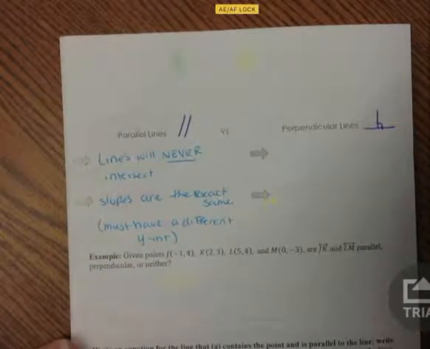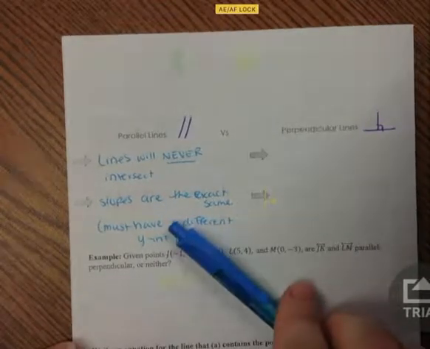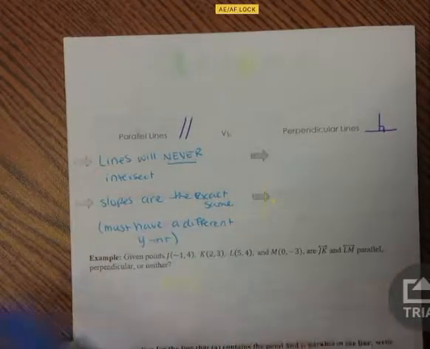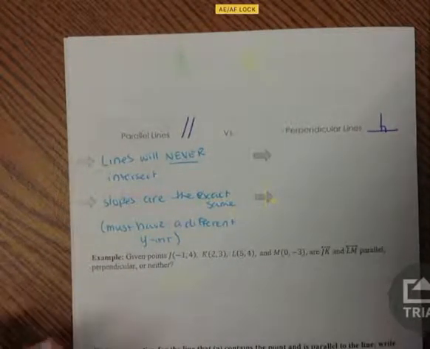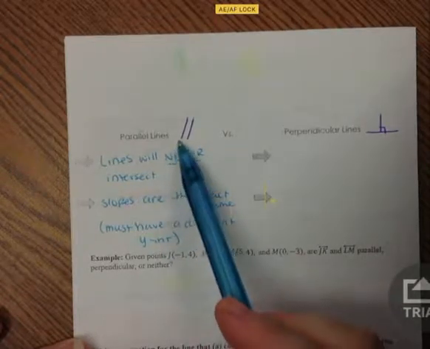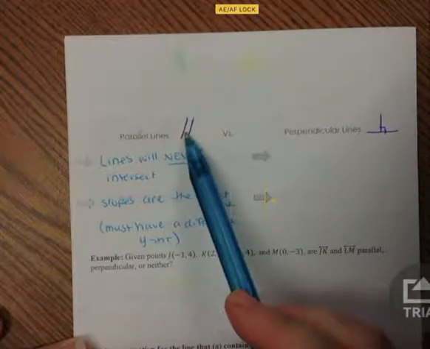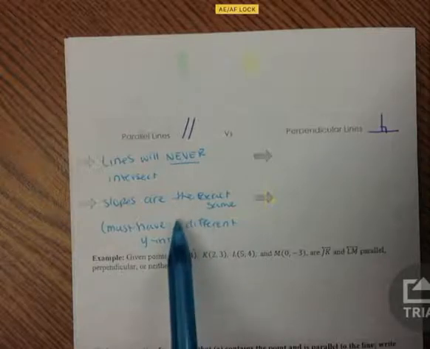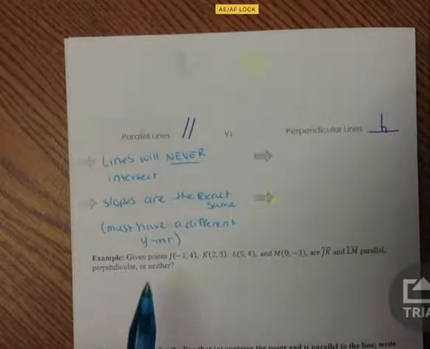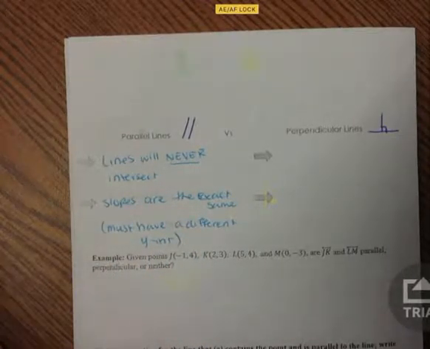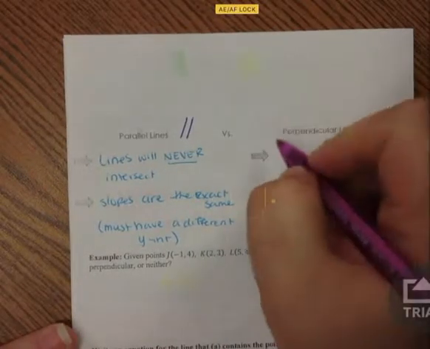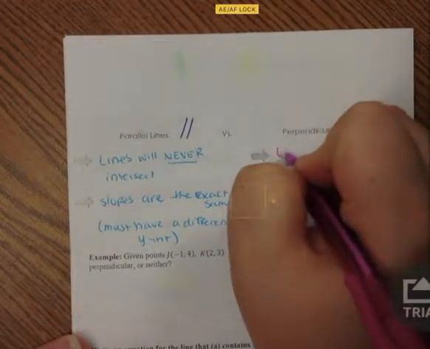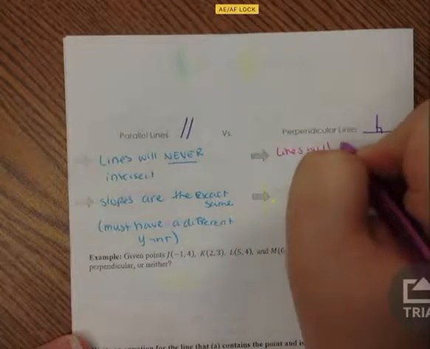The reason why it has to have a different y-intercept: if the slopes are the same and the y-intercepts are the same, then they are the same line. They're not parallel. They will touch forever. But if the slopes are the same, so they're going in the same rise over run, but they hit the y-axis at a different location, that means they will never touch. If these are both the same, it's the exact same line. So that's completely different. Now for perpendicular lines, the lines will intersect.